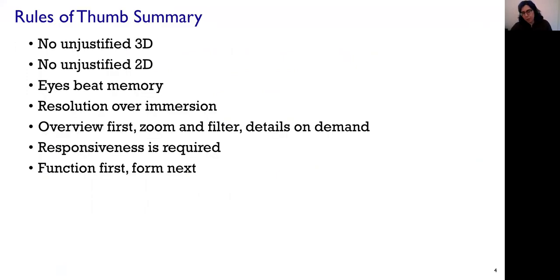So this section is called rules of thumb. And what I want people to think about with these rules of thumb is not that these are absolute set in stone guidelines that are true no matter what. These are some things that are worth thinking about explicitly because there are some known issues and trade-offs. So I've got a number of them about 3D, 2D, eyes beat memory, resolution over immersion, overviews, responsiveness, which we've already talked about, but I just wanted to remind you of it briefly, and then form and function.